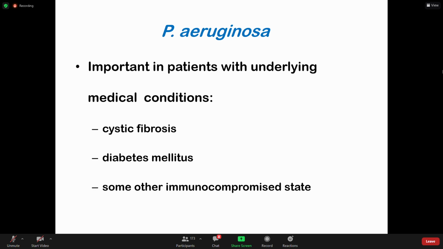Pseudomonas aeruginosa is important in patients with underlying medical conditions. Patients with cystic fibrosis, patients with diabetes mellitus, or patients who have some form of immunocompromised state, maybe as a form of therapy, for example, steroid therapy, or patients on chemotherapy for whatever reason.